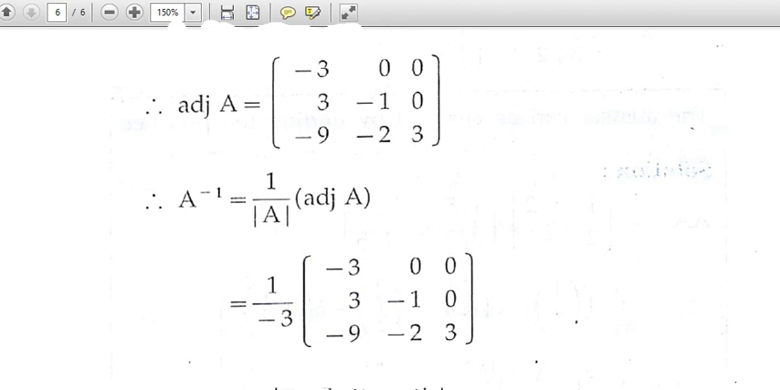The same method will be used in the last part of matrices, that is finding the solution of a system, or finding answers for word problems by using matrices. We will use the inversion method. So today we have finished the third lecture related to matrices, that is the inverse matrix by using the adjoint method. I hope everyone is clear with that method.